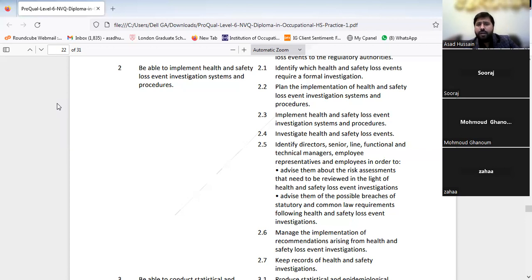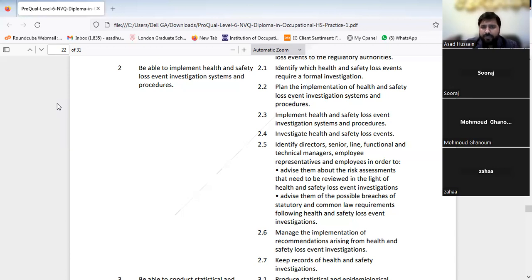Now 2.4, investigate health and safety loss event. It is so simple. You just have to produce some accident investigation completed by yourself. Even if it was not completed by yourself, but you are a part of that investigation team, then it will be fine. You have to share here the accident investigation completed by yourself. So that can be used as evidence.